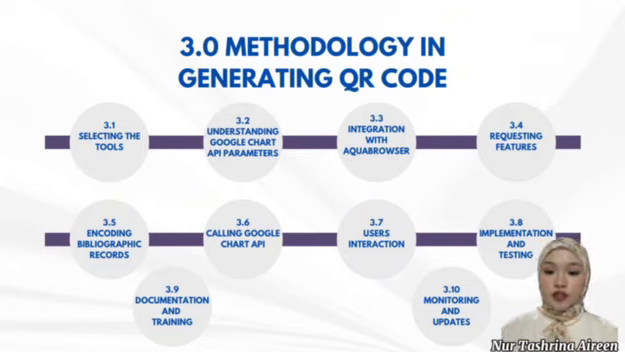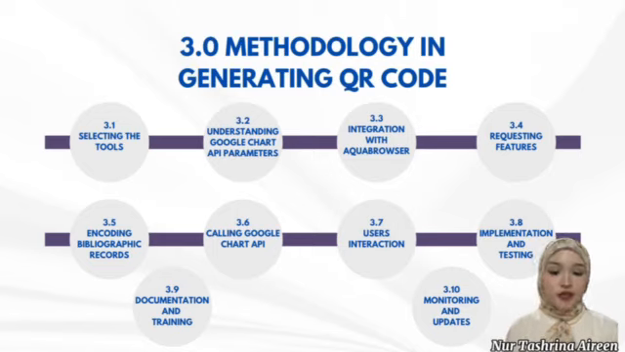Number 7 is user interaction. Users can interact with the generated QR code by scanning it with a smartphone. The scanned information, which includes the book title, author, and call number, can be sent via text or email. Alternatively, users can use this information to locate the book in the library stack without having to manually write down citation details. Number 8 is implementation and testing. Implement the QR code generation feature within Aqua Browser and conduct thorough testing to ensure the seamless creation and scanning of QR code by library users.